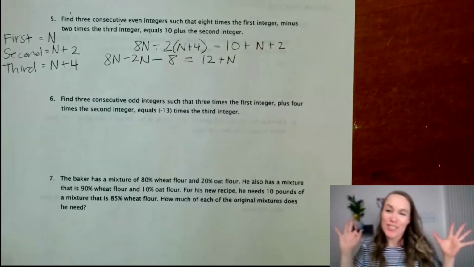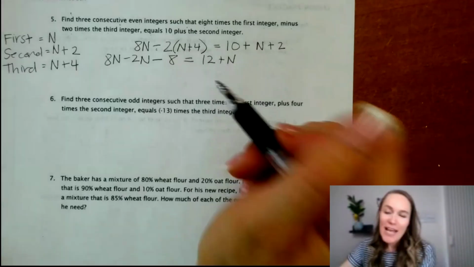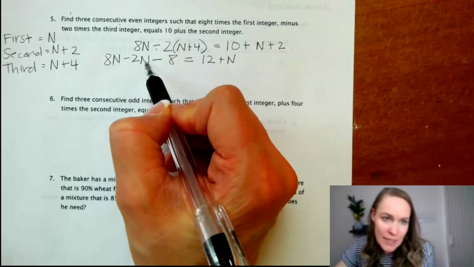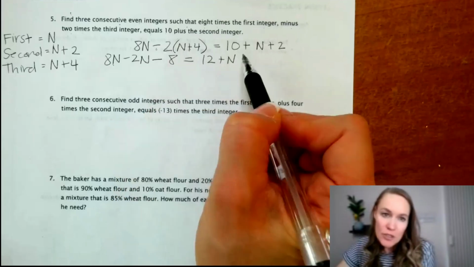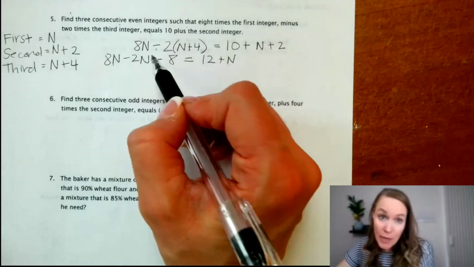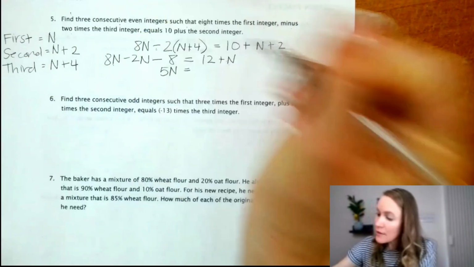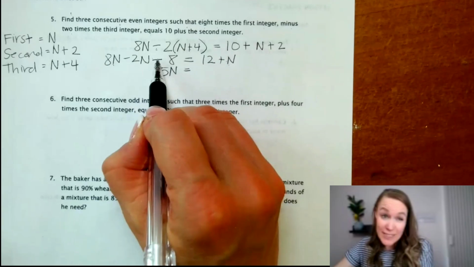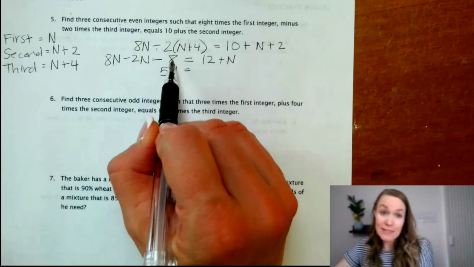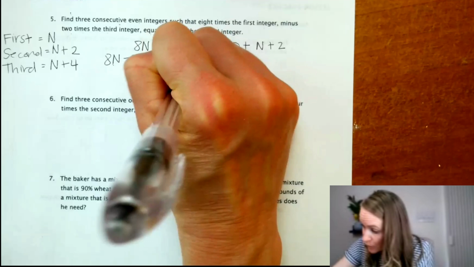So remember, just like we learned in algebra, we want to get all of our numbers to one side and all of our letters to the other side. And it doesn't matter which one you do. So 8n minus 2n is 6n, but now I'm going to subtract this n over there as well. So 6n minus 1n is 5n. And then I have 12, and then I'm going to move this negative 8 to the other side, which means I need to add that 8. So 12 plus 8 is 20. And then I get 5n equal to 20.